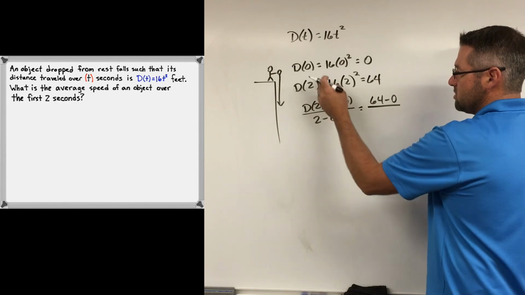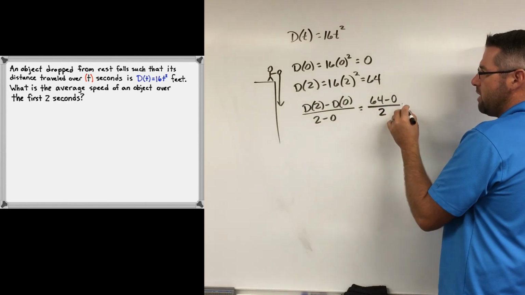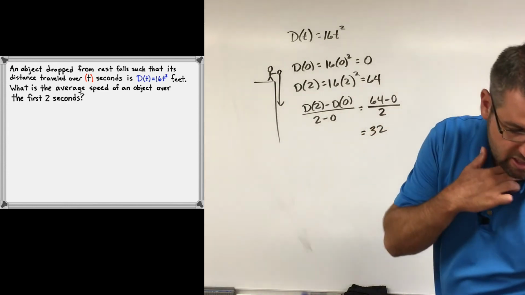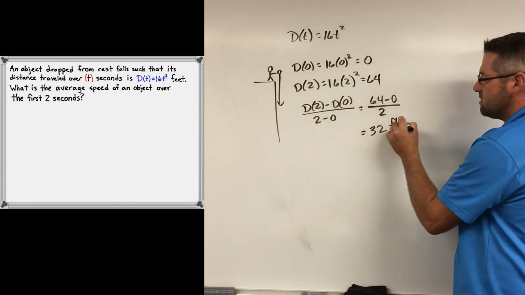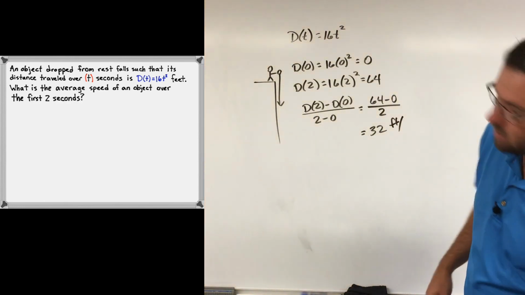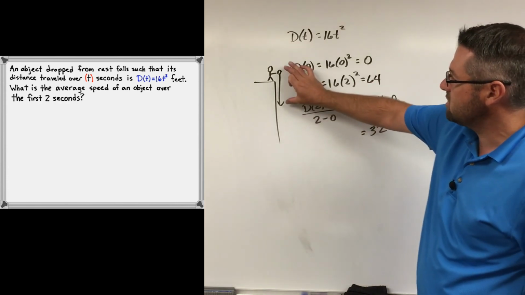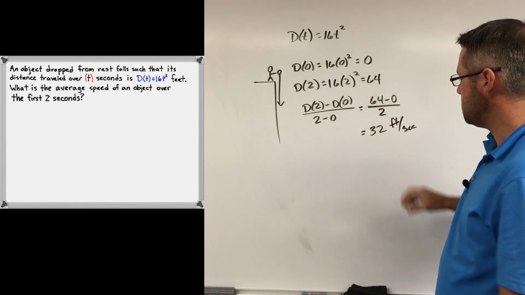How much time elapsed? Well, we started at t equals 0 and we went to time t equals 2. And so we end up with 2 there, right? So that's going to end up being 32. And the units on this, because it's a rate, it's going to be something per something. It's feet per, I believe, second again. So the average rate at which this particle is traveling over that time is 32 feet per second.